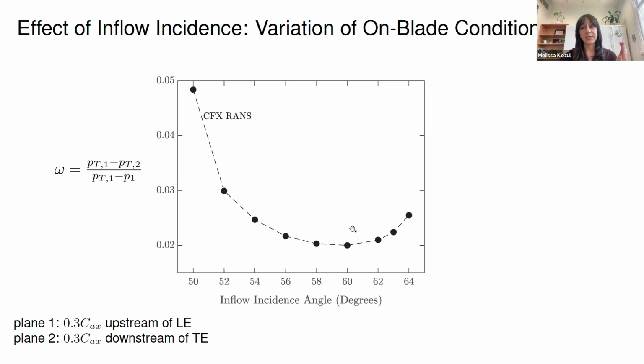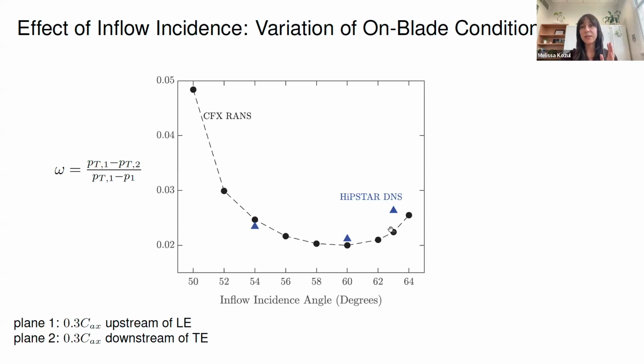And so we looked at what's called the loss bucket, and in collaboration with GE, their input was very important to tell us which angles are typical in their operation. And so they told us that 60, obviously we're going to do the design angle, but we're going to look at a positive inflow incidence of 63 degrees and negative at 54. And these are typical values that they're interested in.